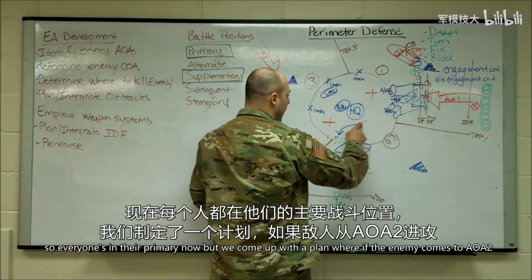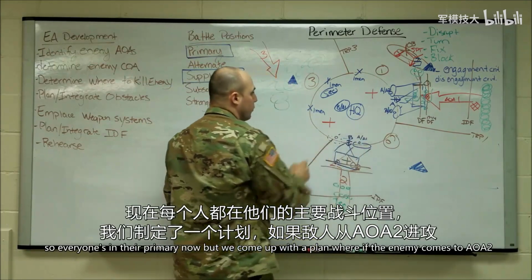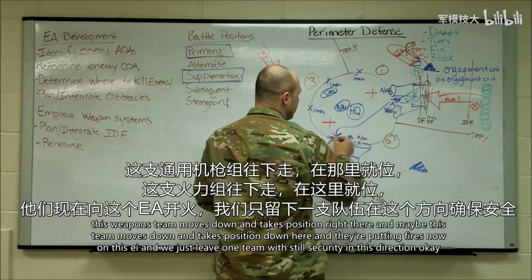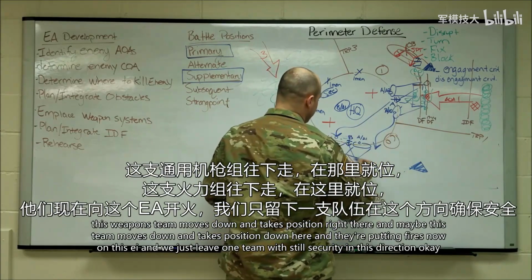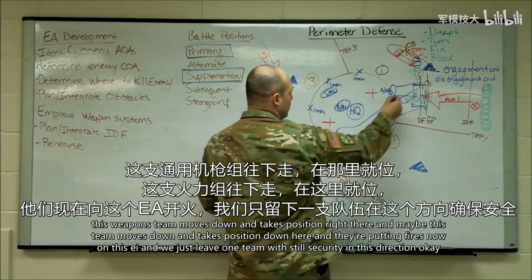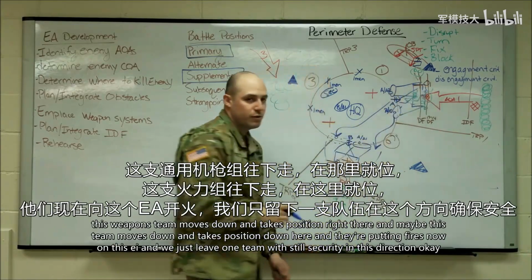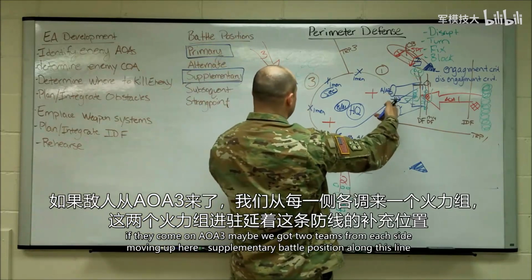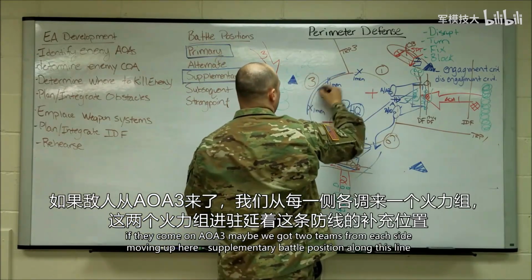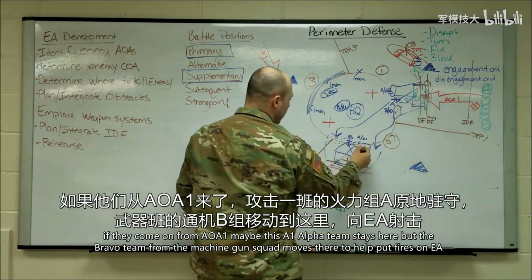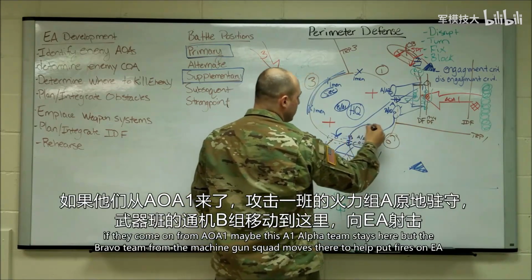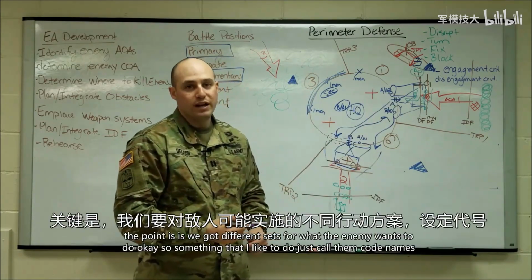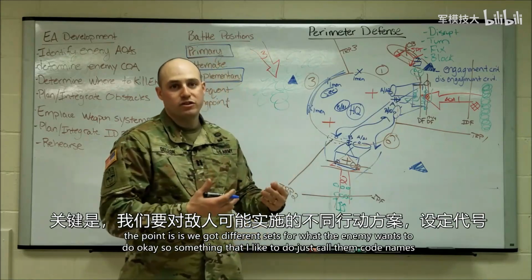All right, so everyone's in their primary now, but we come up with a plan where if the enemy comes through AOA 2, this weapons team moves down and takes position right there, and maybe this team moves down and takes position down here, and they're putting fires now on this EA. And we just leave one team with still security in this direction, okay? If they come on AOA 3, maybe we got 2 teams from each side moving up here to supplementary battle positions along this line. If they come on AOA 1, maybe this Alpha team A1 stays here, but the Bravo team from the machine gun squad moves there to help put fires on the EA. The point is we got different sets for what the enemy wants to do, okay?